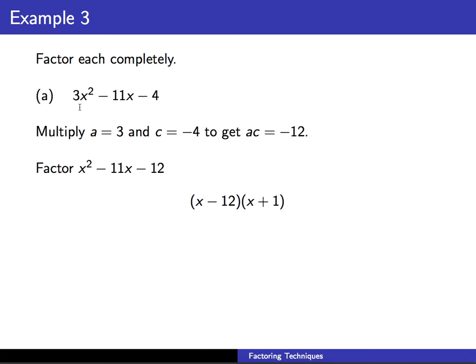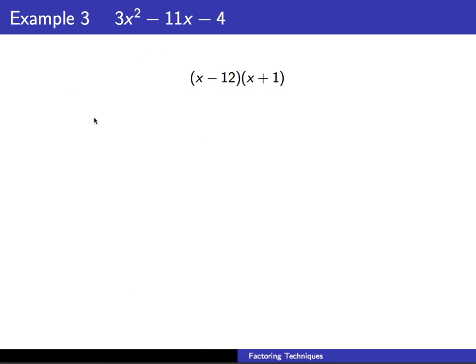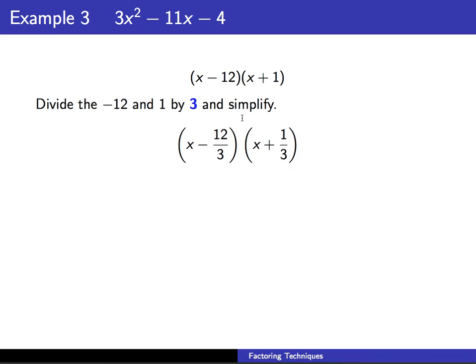So this is the point where we have to transform it back using somewhat similar techniques to how we transformed it in the first place. All right, so again, we are not done yet. Do not say this is your answer, because that is not factored. If you multiply it out, it does not give you the original problem. So what we do is the value of a that we had in our problem, which is copied up here in the header, is 3. We're going to take each of these numbers, the negative 12 and the 1, and divide them by 3 and simplify.